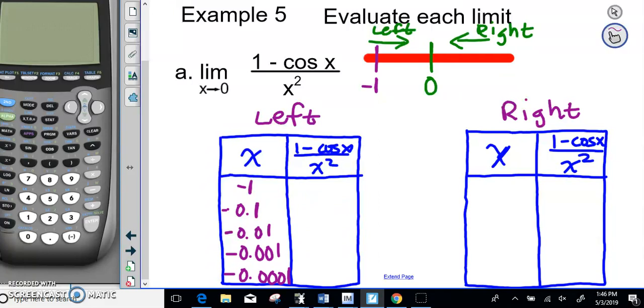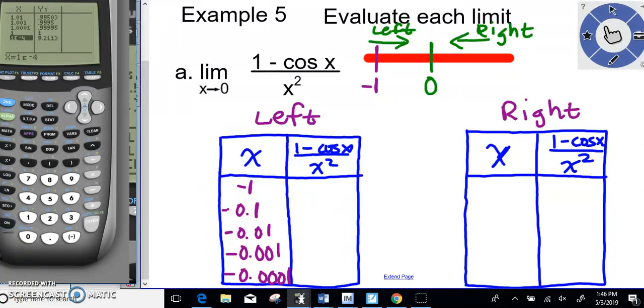And what we're going to do is put this into the calculator and find the values. So in the calculator here, I'm going to go to y equals and put in the function: 1 minus cosine x over x squared. Okay, so we have the function 1 minus cosine x over x squared.